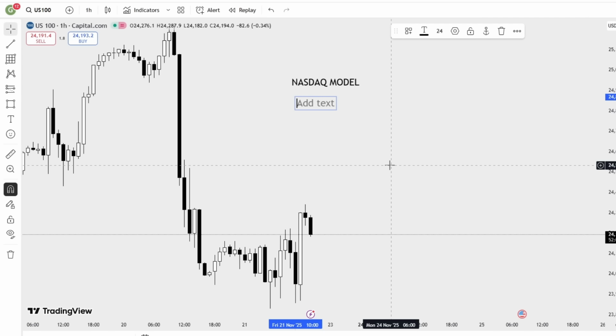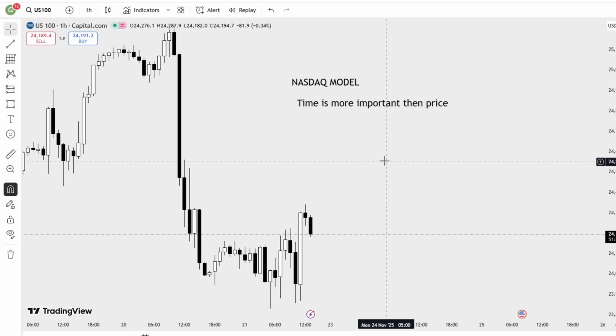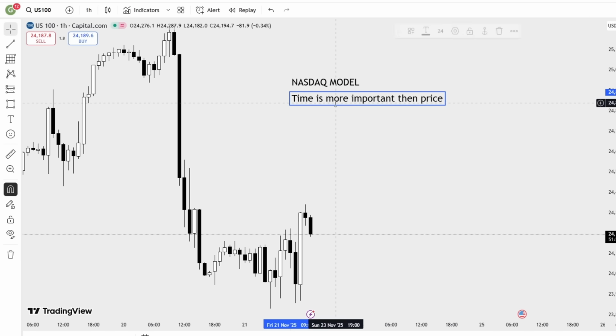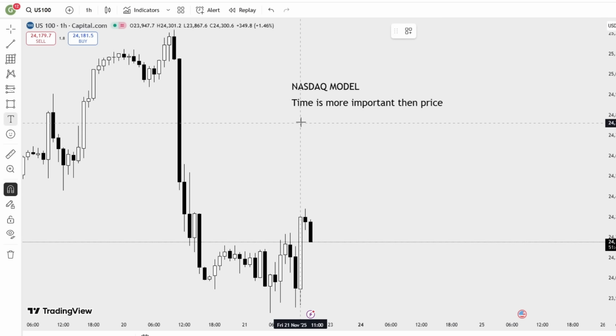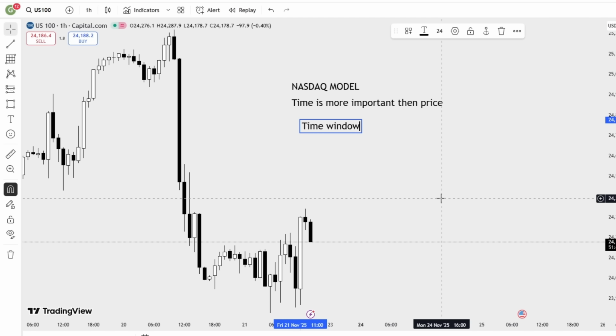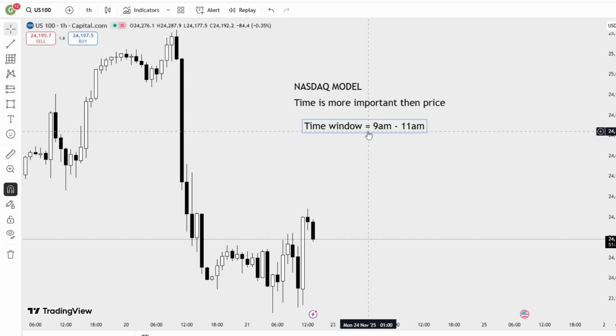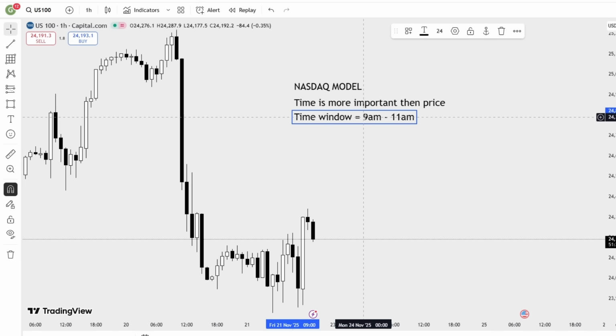First thing, guys, time is more important than price. Okay, this is the major thing you want to understand about this model, right? So we do have a time window to trade, okay? And this time window is 9 a.m. until 11 a.m. It's where the big moves happen. So you want to be in the market at 9 a.m., because the market opens at 9:30.